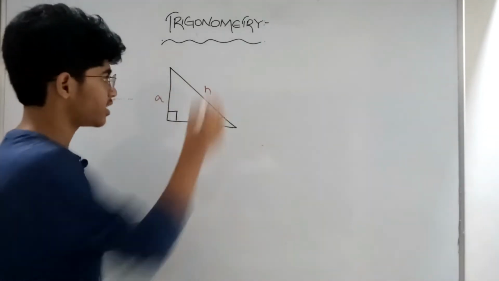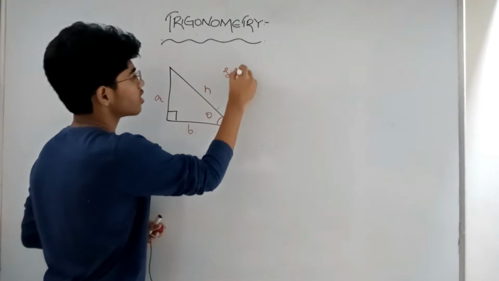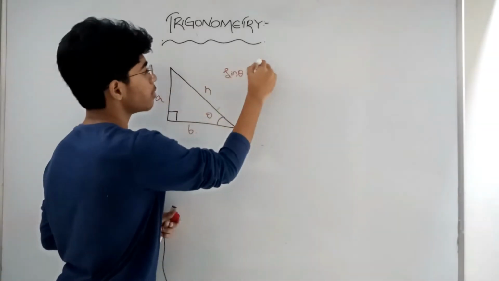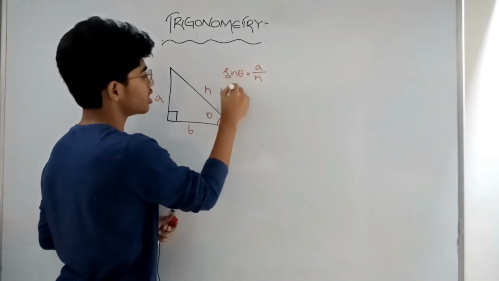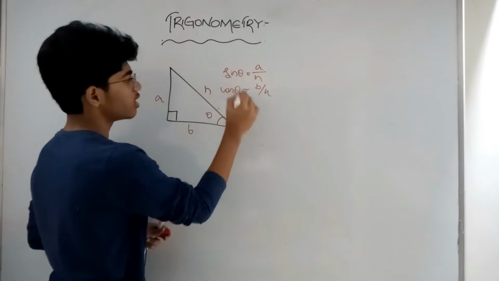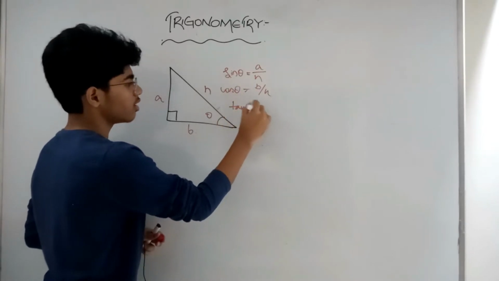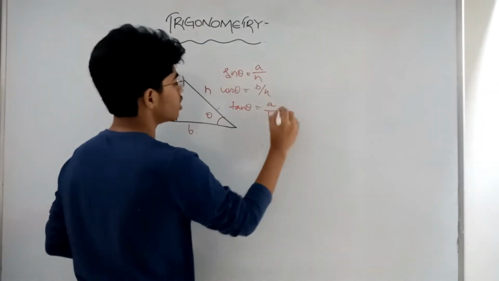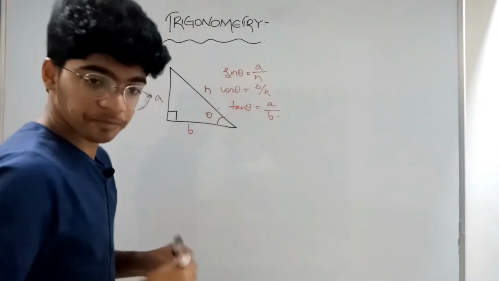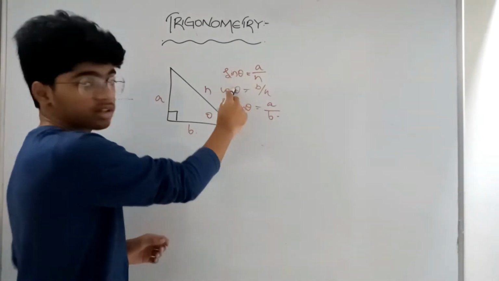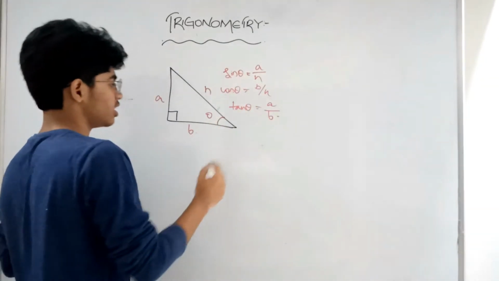And we also know that sine theta equals opposite by hypotenuse, A by H, and cos theta equals B by H, and tan theta equals opposite by adjacent, which is A by B. So if we divide sine theta by cos theta, what's going to come? It's just an experiment. Let's do it.